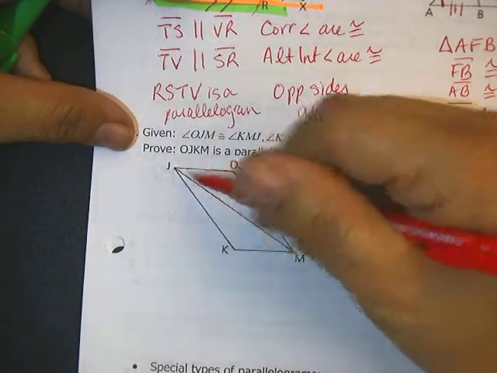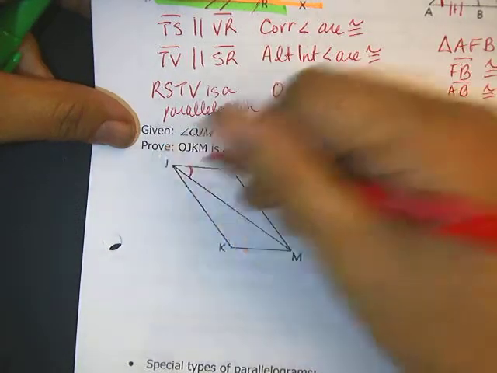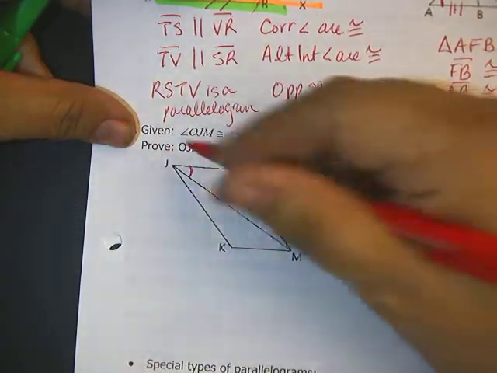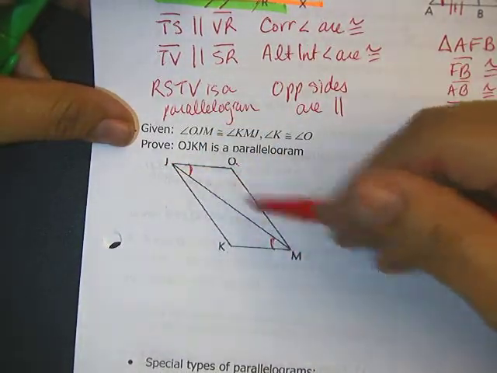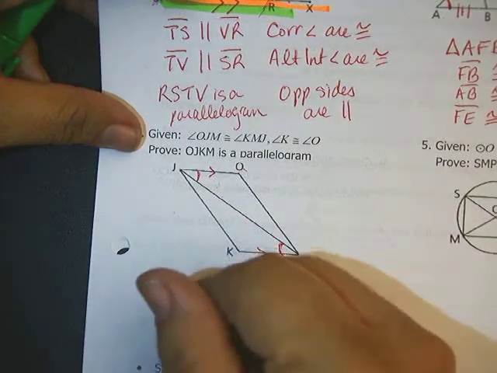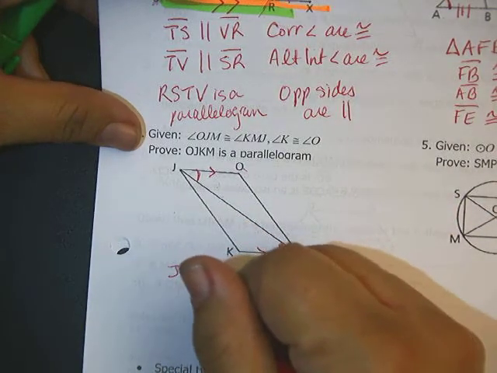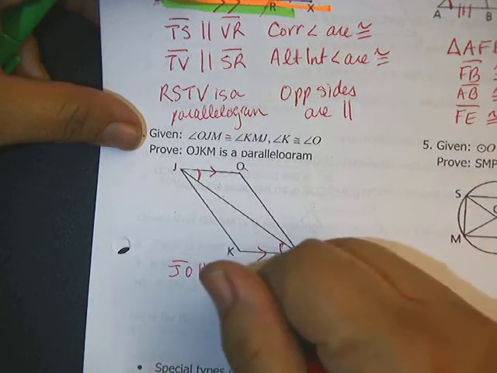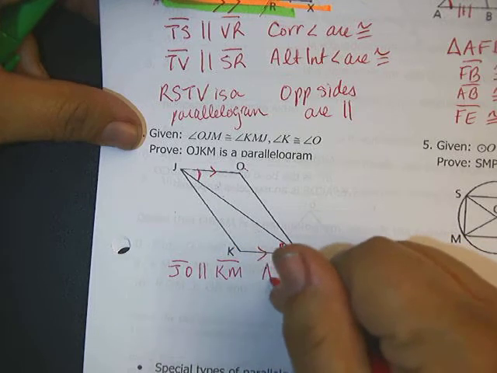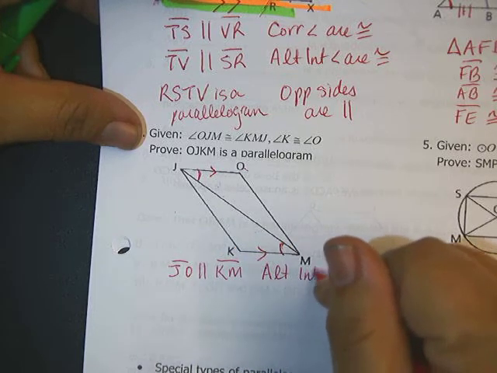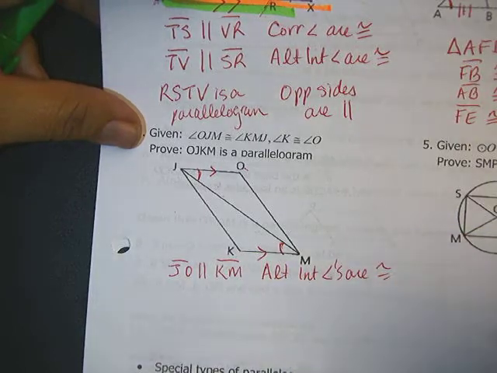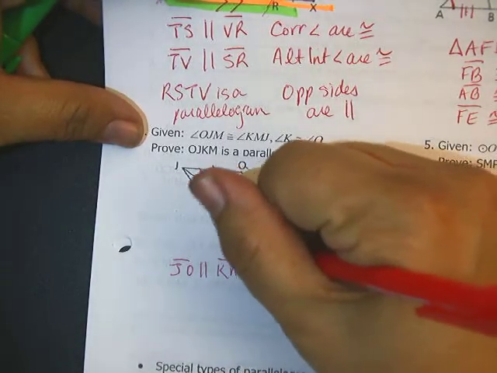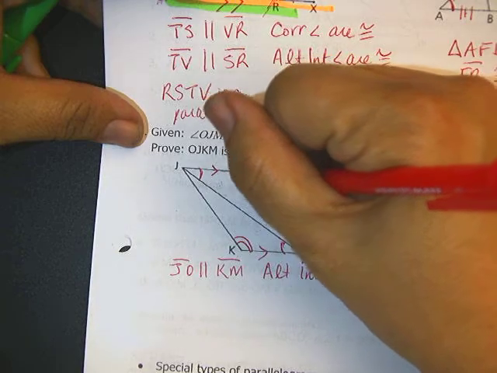All right, we're almost done with these proofs on this page. Show that this is a parallelogram, OJKM. So they say angle OJM is congruent to angle KMJ. Already you can see I have an alternate interior angle pair. So I can say this is parallel to this. JO is parallel to KM. And the reason is alternate interior angles are congruent.